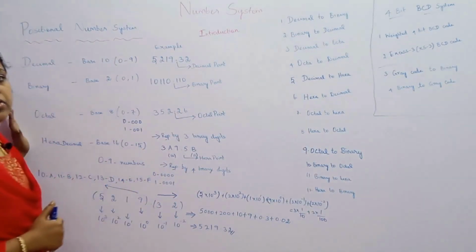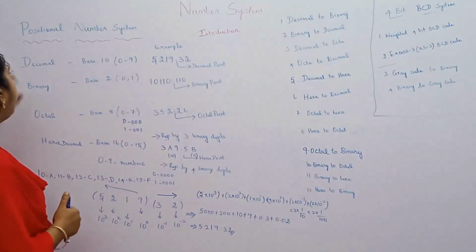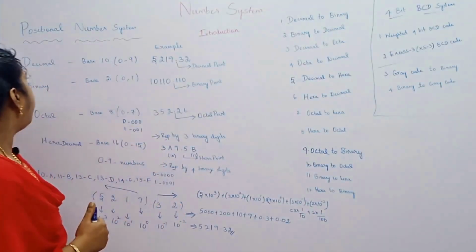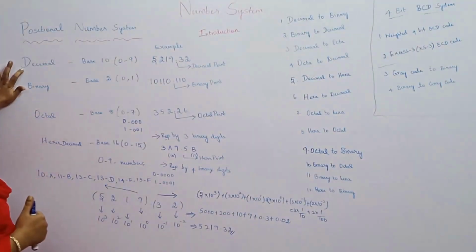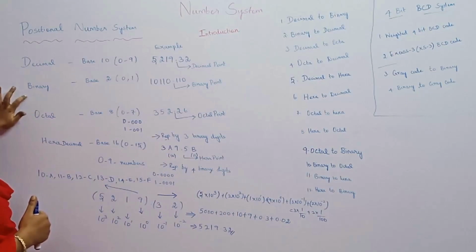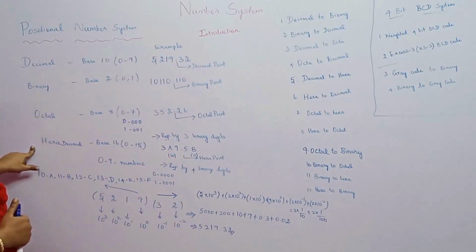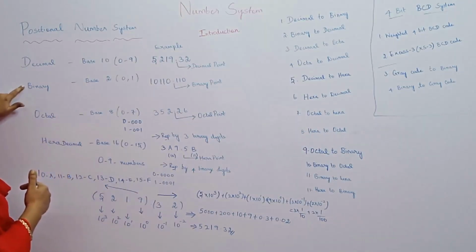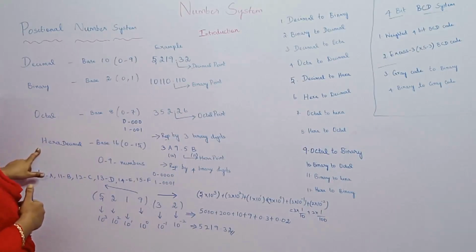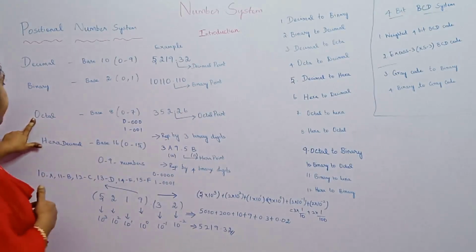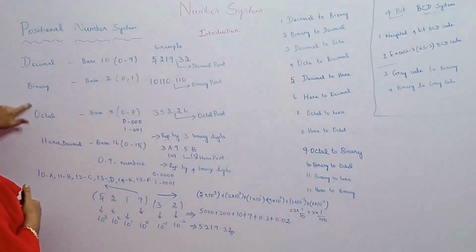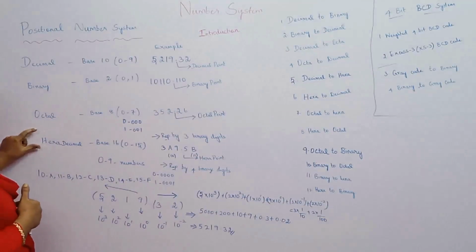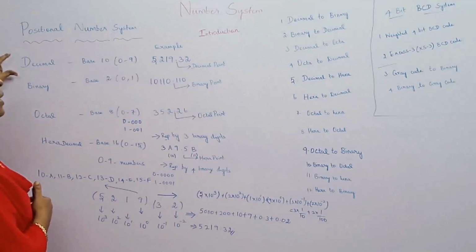So what are all the conversions we are able to do here? Here we have written decimal, binary, octal and hexadecimal. From decimal, we can convert to the other three: decimal to binary, decimal to octal, decimal to hexadecimal. Similarly, from binary we can convert to decimal, octal and hexadecimal. From octal, we can convert to binary, decimal and hexadecimal. And finally, from hexadecimal, we can convert to octal, binary and decimal.